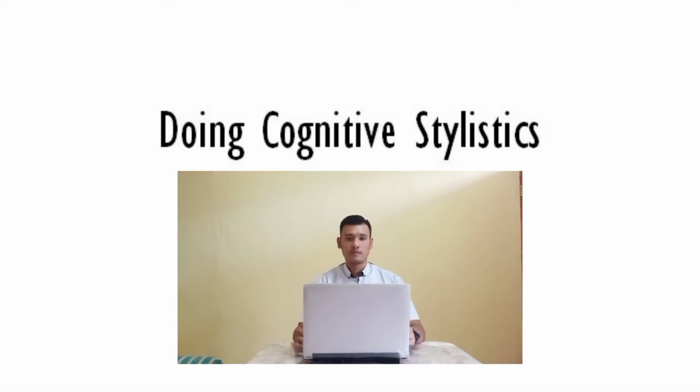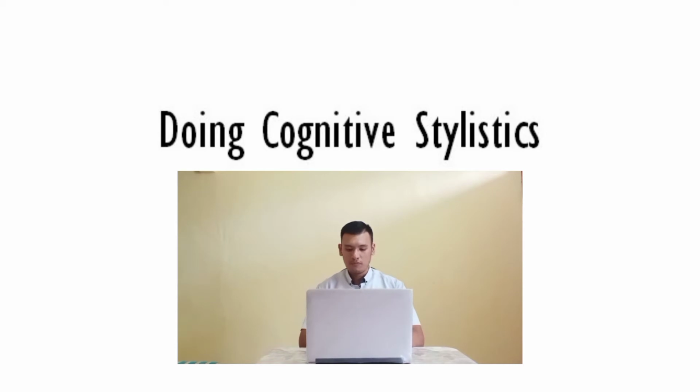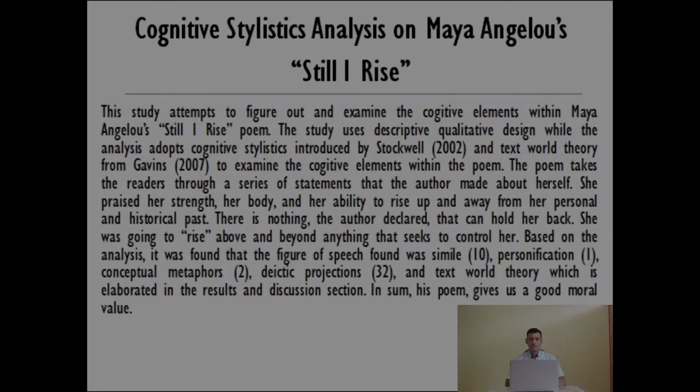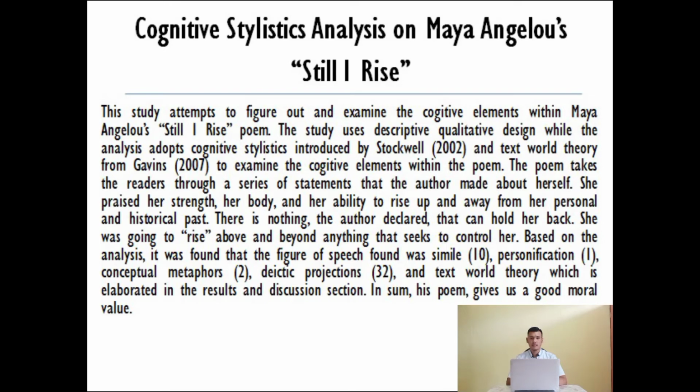So, ladies and gentlemen, after knowing the key areas in cognitive stylistics, I want to invite you to analyze a literary work through cognitive stylistic theory. Well, in this case, I happen to have finished one analysis. Let me share it with all of you so that you can understand how to do the cognitive stylistic analysis. Okay, let's begin. Ladies and gentlemen, the title of the analysis which I've done recently is Cognitive Stylistics Analysis on Maya Angelou's Still I Rise.